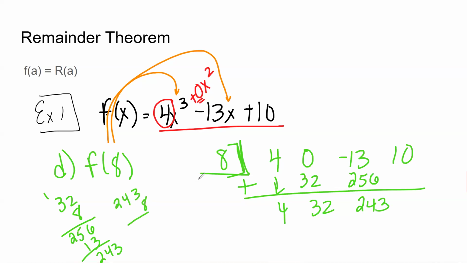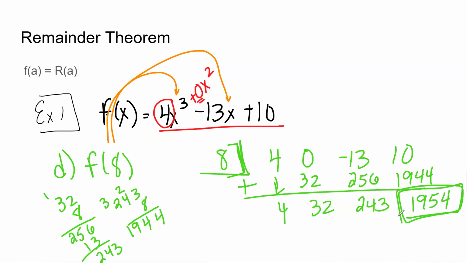243 times 8. Again, if your teacher's not uptight about calculator use, you totally could just use a calculator. And then we'll put that there. And we get 1954. So a little more annoying, but I still think that was better than having to cube 8 and then times that by 4 and all that jazz.